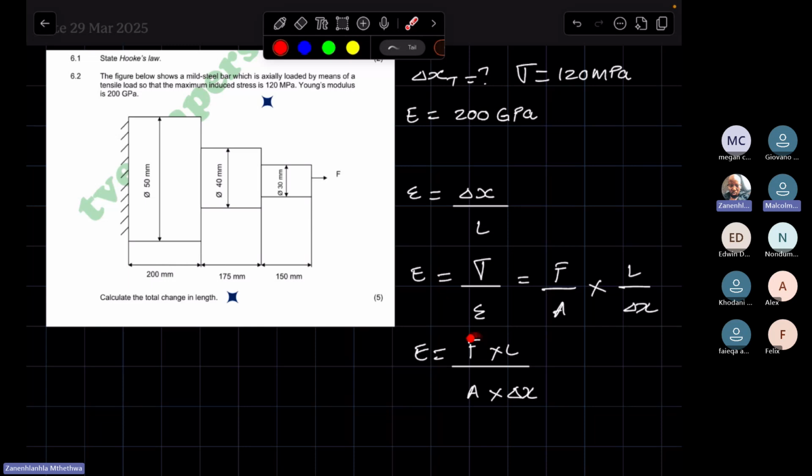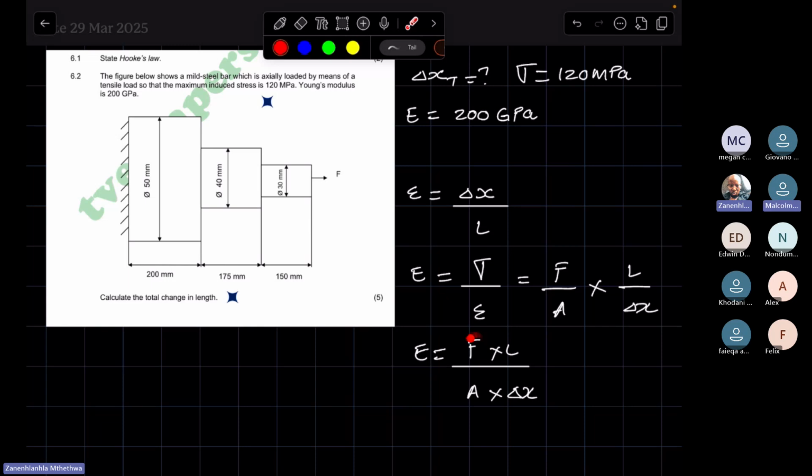Sir, can I ask you something? This formula you wrote there, we have it on the question paper also. My question is, you say we have two unknowns. Because the areas differ, are we going to have to calculate the area in each section? Because the force is the same.